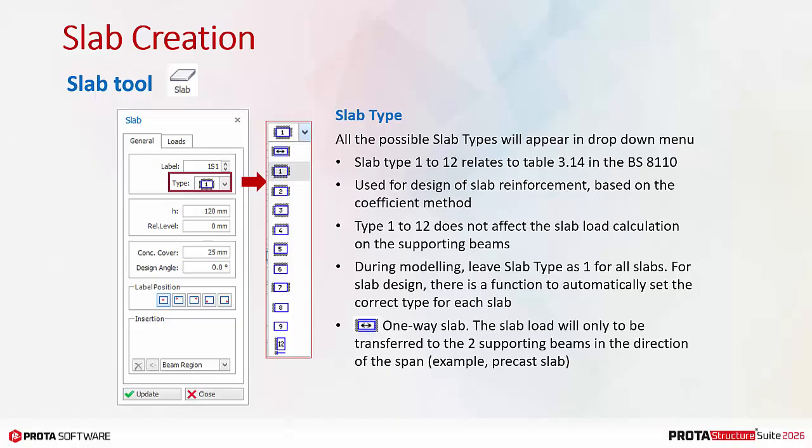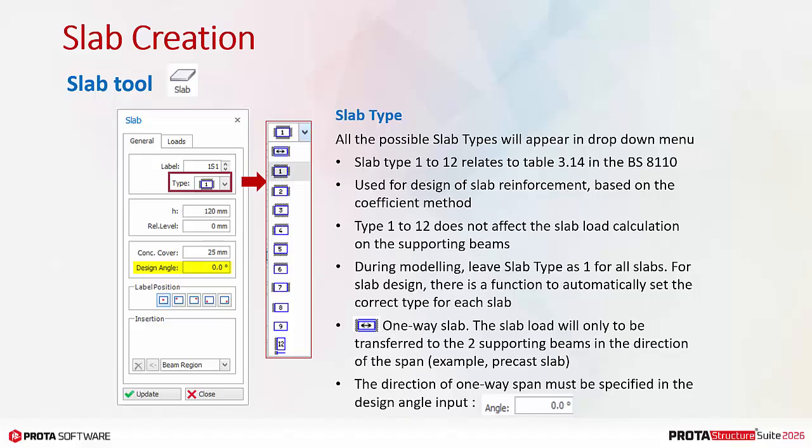One-way slab is a special type of slab. The slab load will be transferred to the two supporting beams only, in the direction of the span, in contrast to all beams for Type 1 slab. One example is precast slabs. The direction of the one-way span must be specified in the design angle input box.